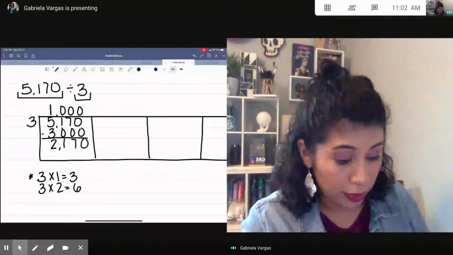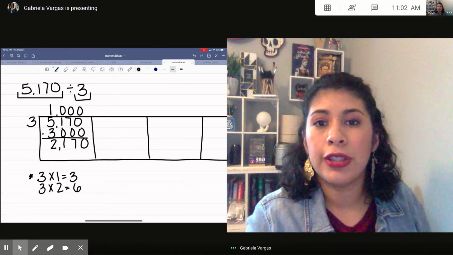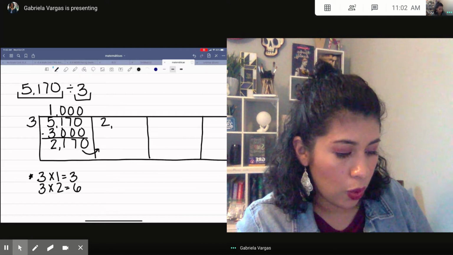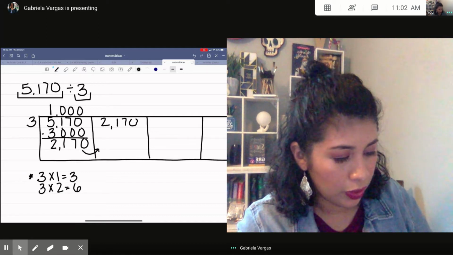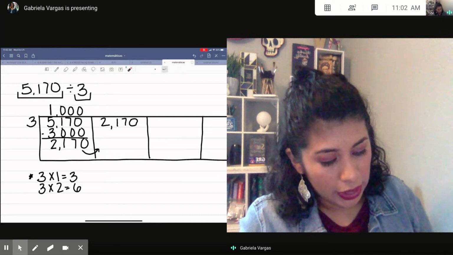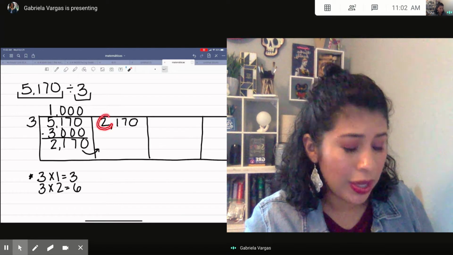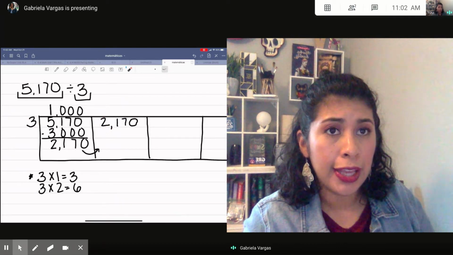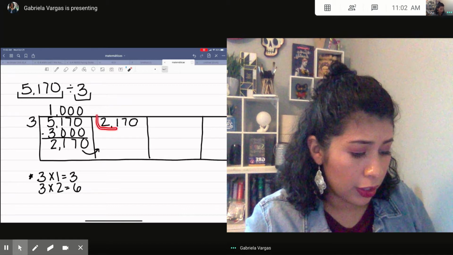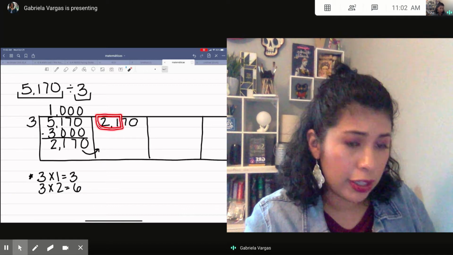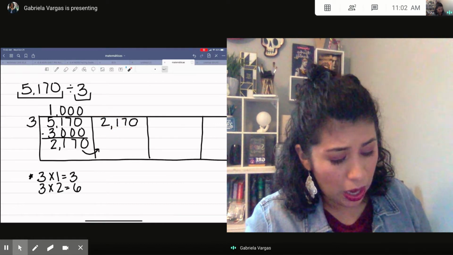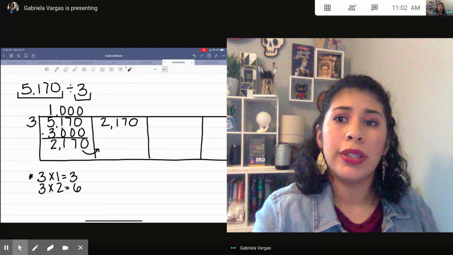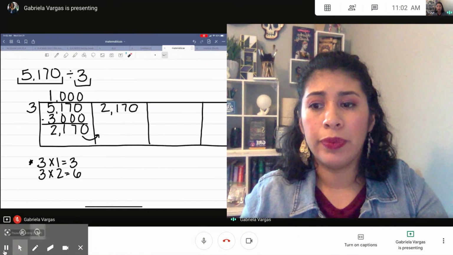Now I'm going to grab the 2,170 that was left over and carry it over to the next box. 2,170. So I notice that this 2 is less than my divisor. So now I'm going to take the next digit to the right, which now I'm looking at the number 21. Now I'm going to ask myself, 3 times what equals 21 or closest to 21?